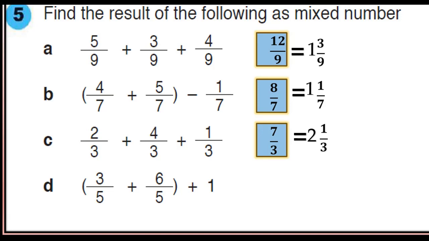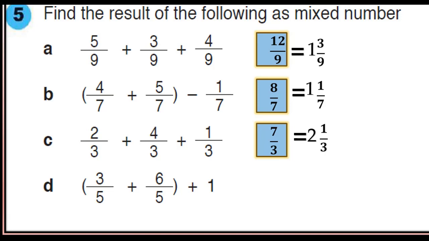2 times 3 equals 6. 6 plus 1 equals 7. Or I can say that 7 over 3 equals 6 over 3 plus 1 over 3. And 6 over 3 equals 2. So the answer is 2 and write 1 over 3 as it is.